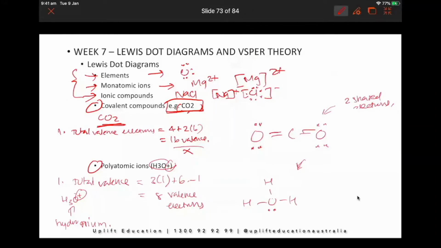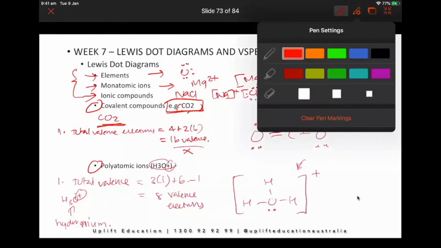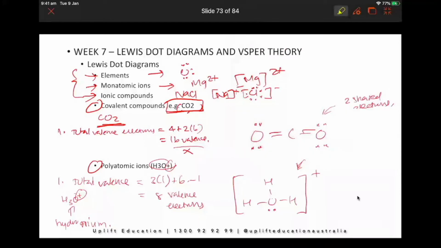So once you draw your dot diagram for polyatomic ions, the last thing you have to be aware of is that polyatomic ions have a charge. And I told you whenever you have a charge for Lewis dot diagrams, you need to have a square bracket and then draw the charge on the outside. So when we're talking about Lewis dot diagrams for polyatomic ions, it's exactly the same as covalent compounds. The only difference is your calculation of the valence electrons, as well as drawing your charge on your final diagram.